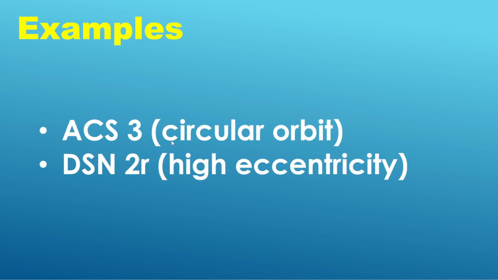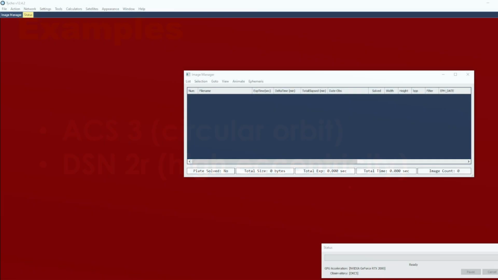One, I have a circular orbit, and the other has high eccentricity. Okay, so this first example is ACS3, which is the Advanced Composite Solar Sail System. And this is an object in low Earth orbit. It has a very circular orbit as well. So I've captured 3 data sets, 3 sequences of images on this object.